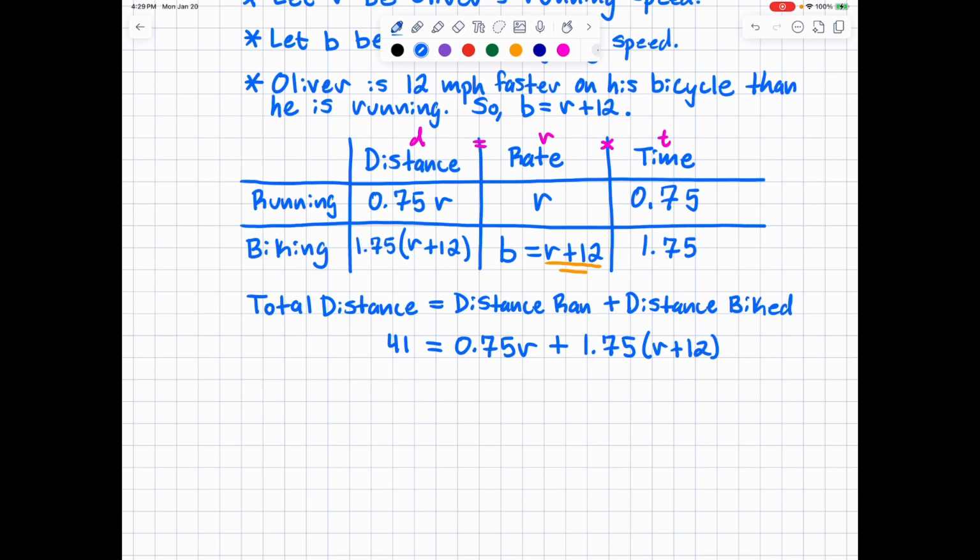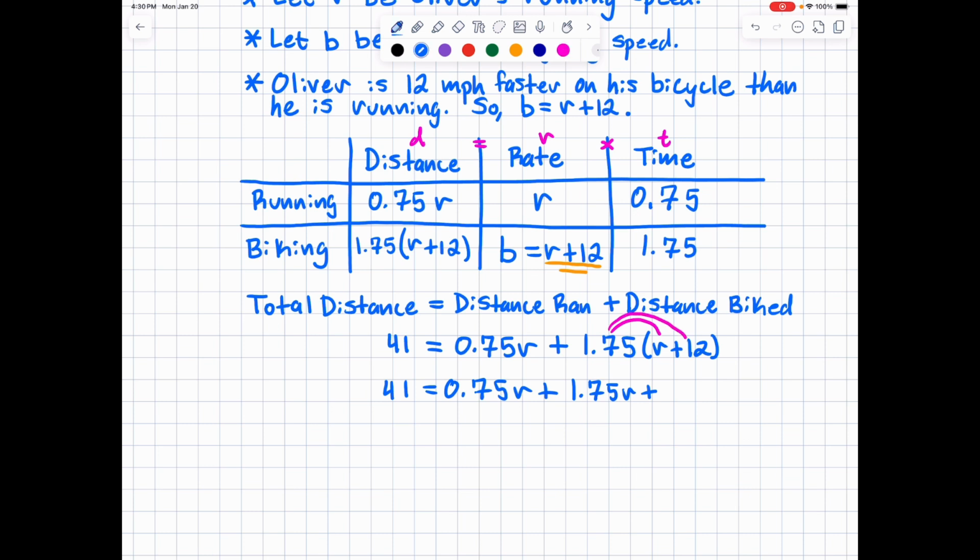Now, look here, aren't you glad that we did not use this b here? If we used this b here and put that here, we couldn't solve for anything. But since they are both r, that means we can solve for r, and we can use that to solve for b later. So let's solve for r. I have 41 equals 0.75 r plus 1.75 r, and then plus 1.75 times 12.